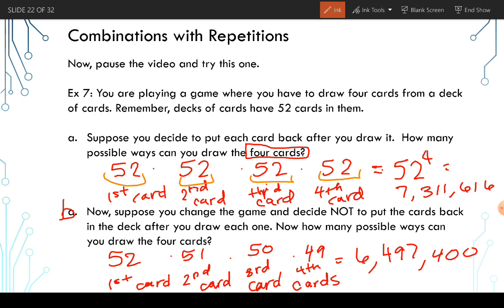Okay? So remember to note in your examples on your homework whether or not things can be repeated. Is your total the same throughout the whole problem, or are you going to leave the cards out? Is your total going to change each time?